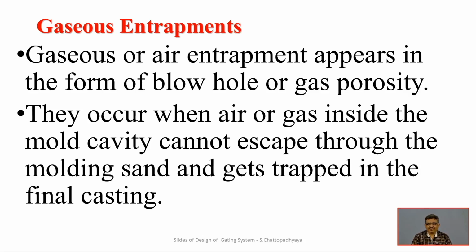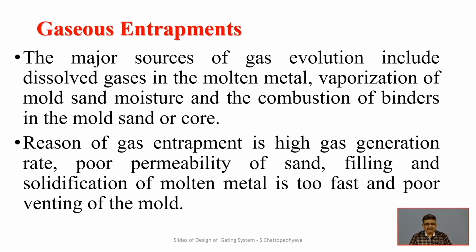They occur when air or gas inside the mold cavity cannot escape through the molding and gets trapped in the final casting, and they make their mark, and that is a big defect. Major sources of gas evolution include dissolved gases in the molten metal, vaporization of the mold moisture, and combustion of the binders, molasses and other things. At elevated temperature, they start liberating gases, and gases cannot find an escape route. The reasons for gas entrapment are a high gas generation rate and poor permeability.